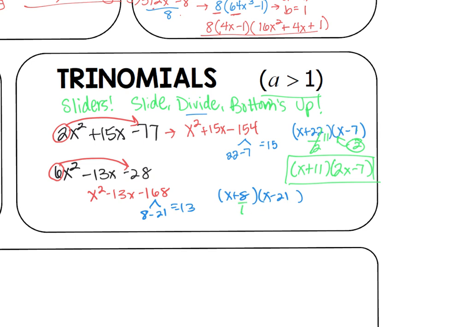Our slider was 6. Okay, now neither 8 nor 21 divide evenly by 6, but they can still simplify as fractions. So we need to do that before we do bottoms up. 8 over 6 is 4/3. 21 over 6, they both divide by 3. We would get 7/2. Okay, now we still have fractions, so we still have to go bottoms up. 3 is on bottom. It comes up in front of x to give us 3x plus 4. The 2 is on bottom. It goes up in front of x to give us 2x minus 7. And now that one's done.